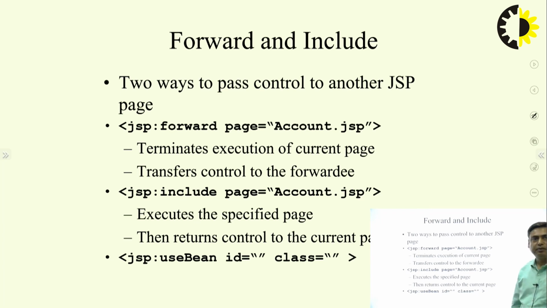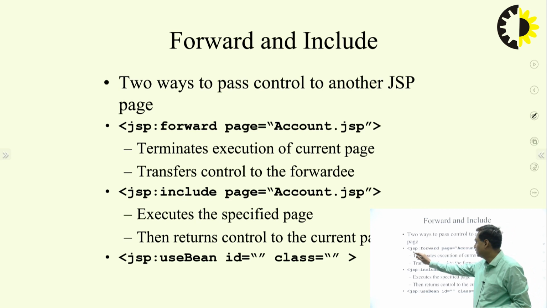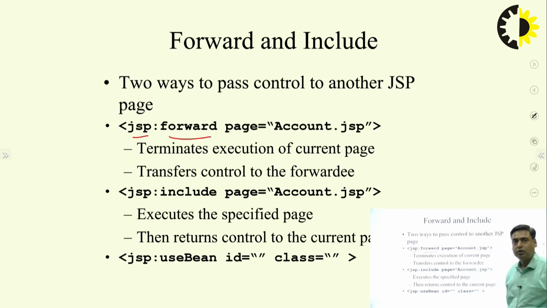Now some examples of JSP action tags. For example, you want to pass the control to another JSP. So here we can use the JSP action tag forward to pass the control of one JSP page to another JSP. Here we are passing the control from the current page to the page account.jsp. What will happen when we are forwarding from one JSP page to another JSP? It will terminate the execution of the current page and transfer control to the forwarded page.